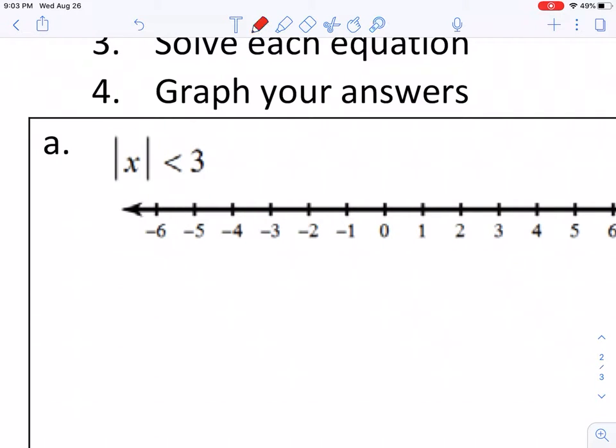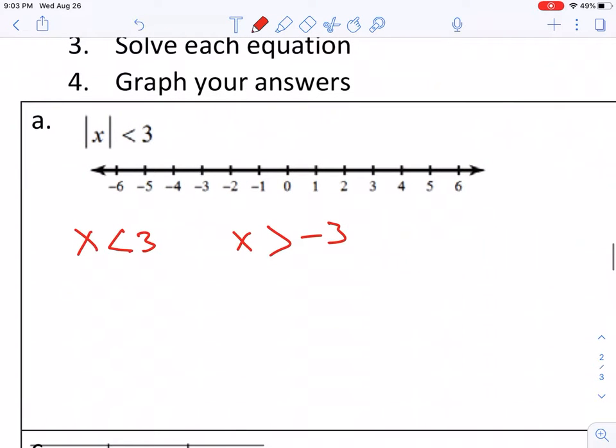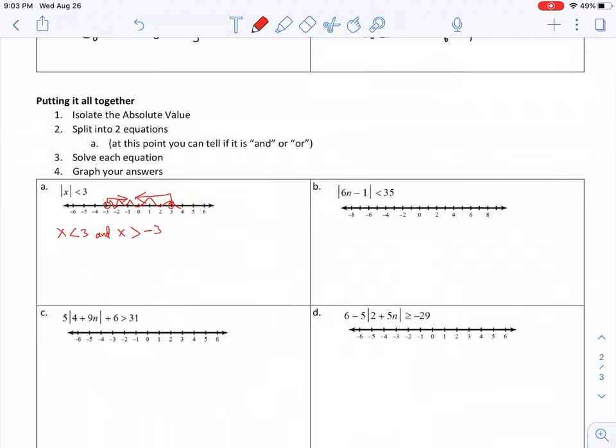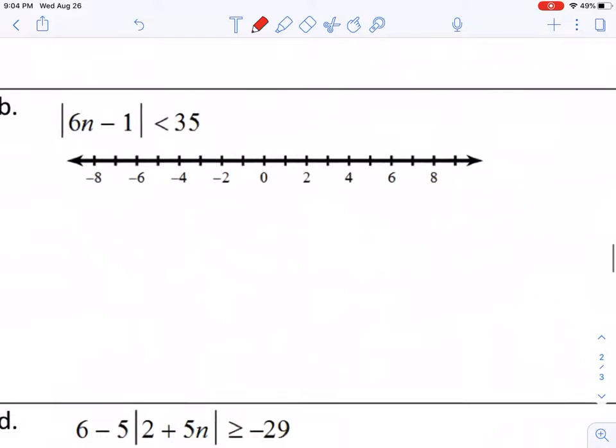So my next step is to split it. X is less than 3. So my inside is the same, and my inside is flipping negative. There's nothing to solve, x is already by itself, so now I can graph. We're doing an open point on 3, shading to the left. We're doing an open point on -3, shading to the right. This is less than, so it's an AND problem. Okay, that's the most simple kind of version of this.